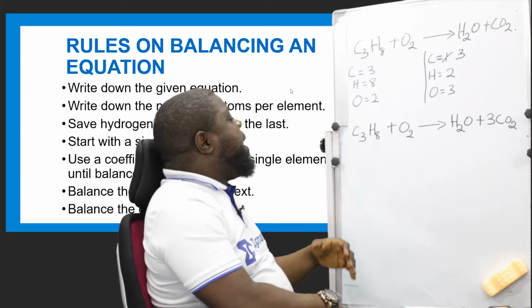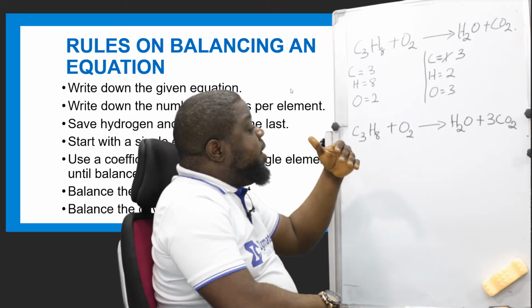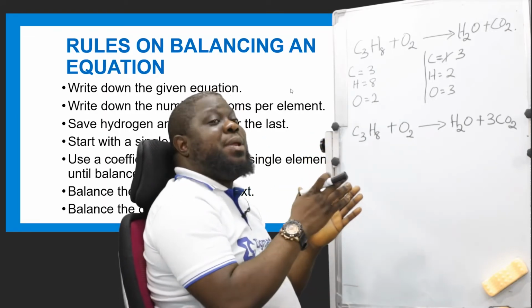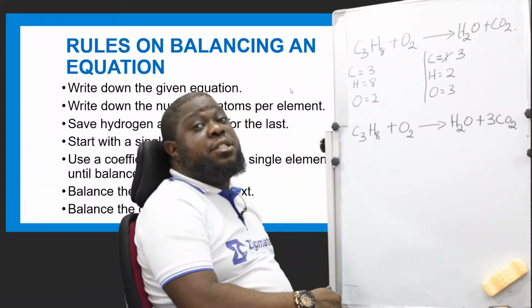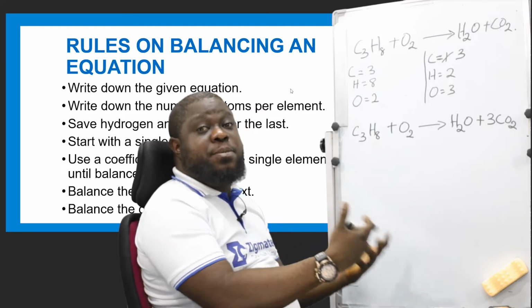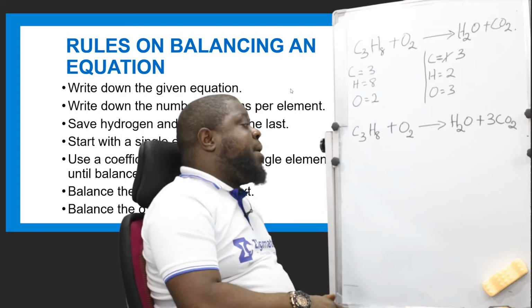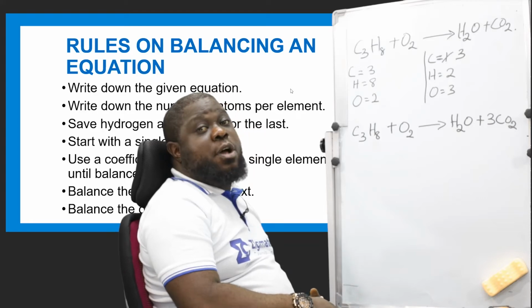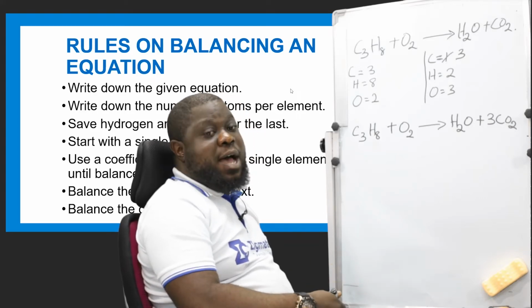Whether the number is written together with the element or it is written at the base of the element, it is the same thing. In balancing of equation, it is the same thing. Okay? Because it is the atoms that make up molecules, and the molecules are a combination of atoms.